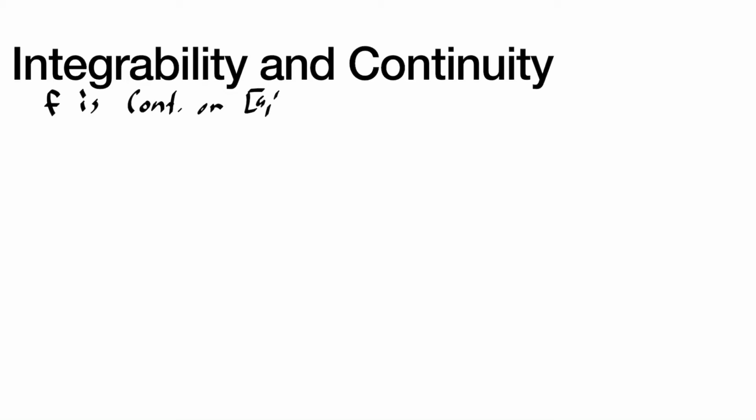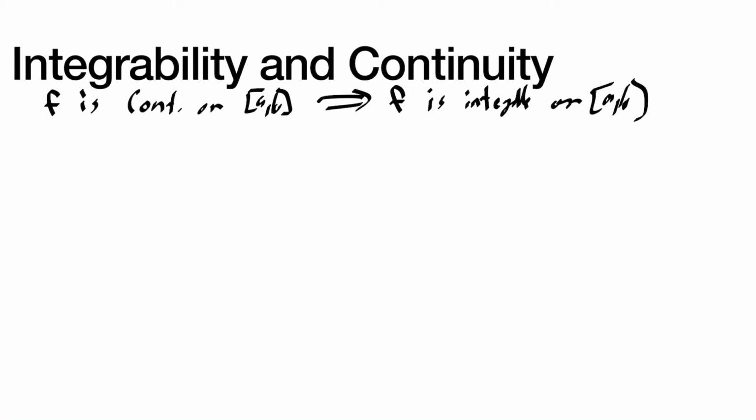If f is continuous on [a, b], then that means f is integrable on [a, b]. Okay, so this is going to be our first proof. And so if I'm going to do this proof, what am I going to do? Well, I'm going to start with an epsilon, and then I'm going to show that the difference must be smaller than epsilon. Okay, so the first thing I'm going to do is let epsilon be greater than 0.